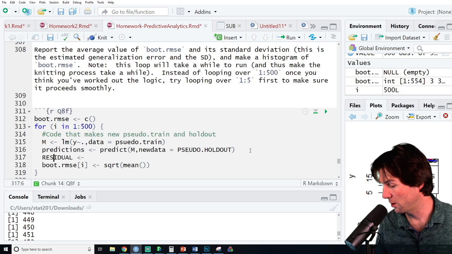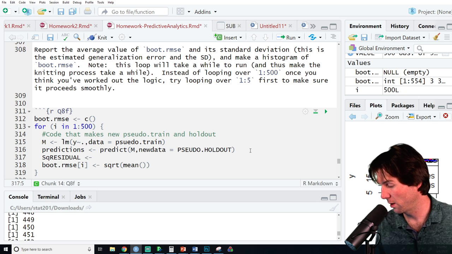So let's do this square residual. The squared residual is the actual, so I need the actual value it was, which will be found in the pseudo holdout.